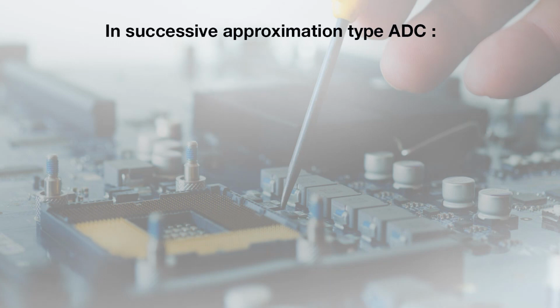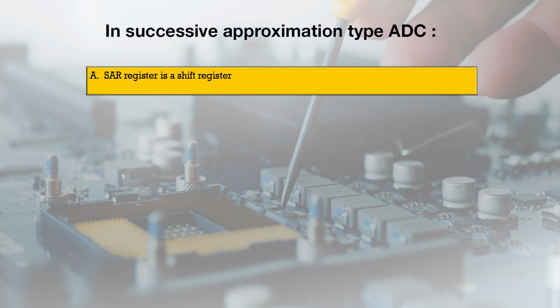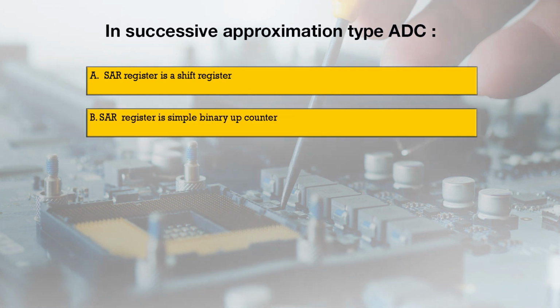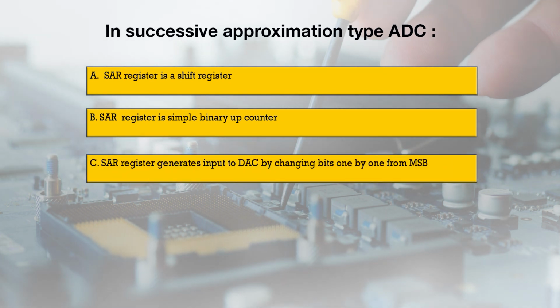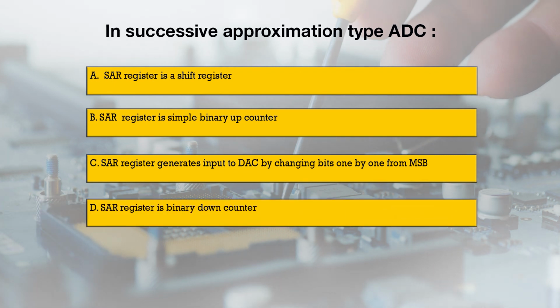Here the first question is, in successive approximation type ADC, option A: SAR register is a shift register, option B: SAR register is a simple binary up counter, option C: SAR register generates input to DAC by changing bits one by one from MSB, and option D: SAR register is a binary down counter. So, here the correct option is option C, because SAR register changes the bits starting from MSB.